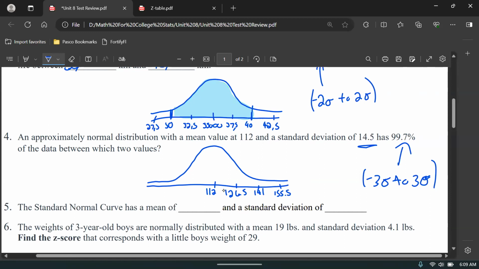We're going to need that number. That's the third one. We're going to go 3 backwards as well. So 112 minus 14.5. We have 97.5, 83, and 68.5. And so in this one, we're going from the third to the third. So it's going to be the 68.5 to the 155.5.